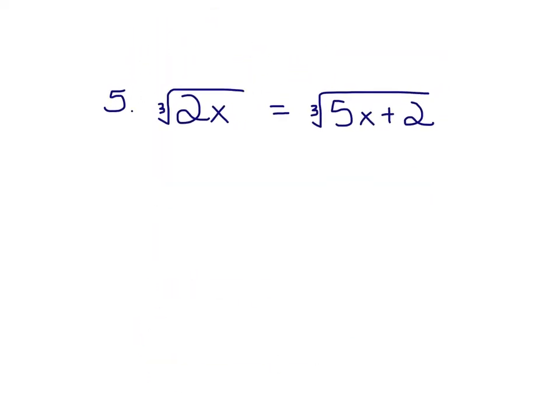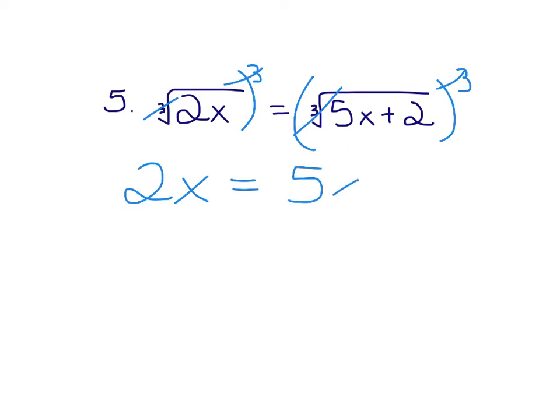Here, it's sort of like the square root. So it's already isolated. To get rid of those radical signs, I just have to raise both sides to the 3rd power. That will cancel the root. And then I'm left with 2x equals 5x plus 2. I now need to solve for x.